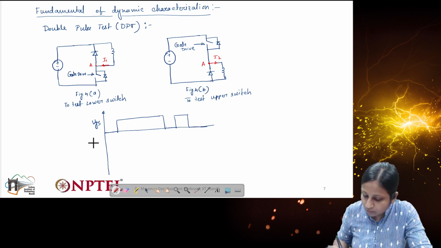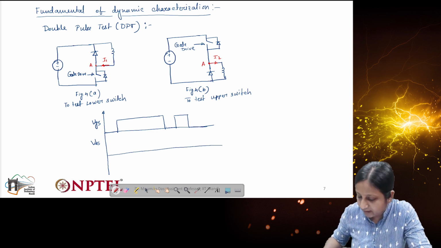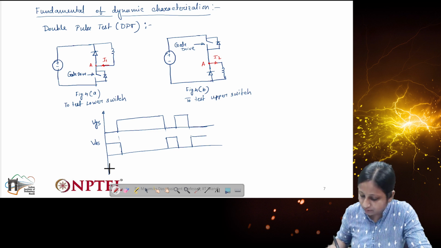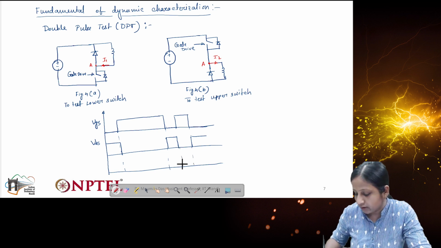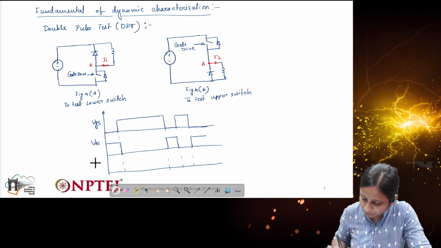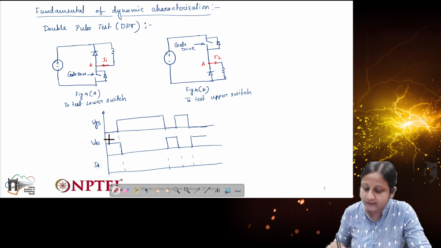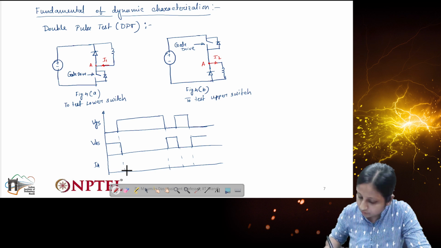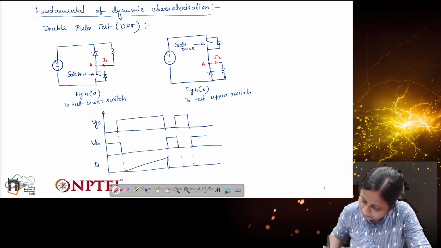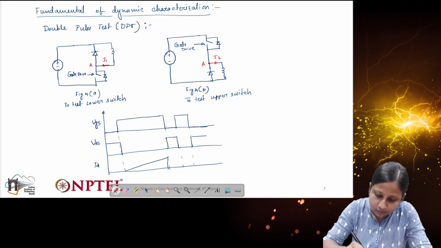Then we'll be measuring two different components, VDS and ID. Ideally, when the switch is off, VDS will appear across the switch, and when the switch is on, ID current can flow into the device. ID, which I am representing in terms of I1 or I2, will look like this. Let me draw it properly.